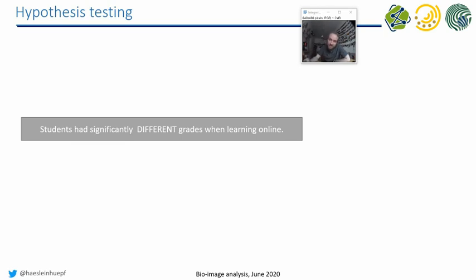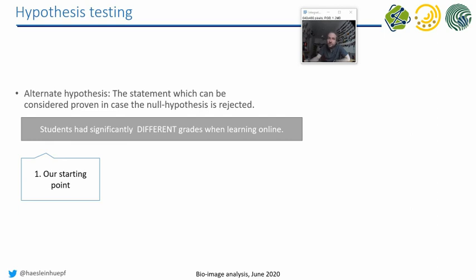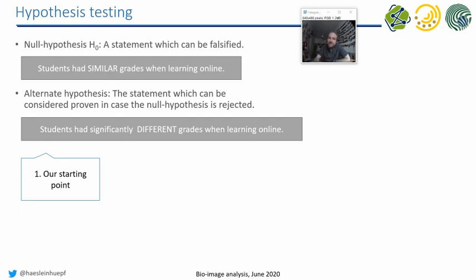What we are investigating, what we want to show, is that students had a significantly different grade when learning online. So this is our starting point. We want to show that something's different, that the means are different. That's our starting point, and it is called the alternative hypothesis. The opposite of the alternative hypothesis is that students had similar grades when learning online. And that's the so-called null hypothesis.